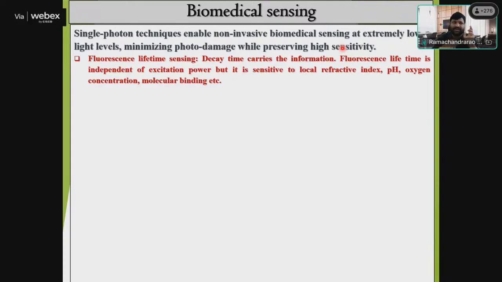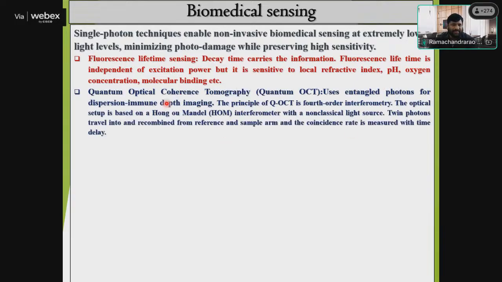This is very important. Then also you can do fluorescence lifetime sensing, which is useful for the local refractive index around the cell, and also pH, also most important in biology, and also oxygen concentration you can know, and also how the molecular binding is happening.